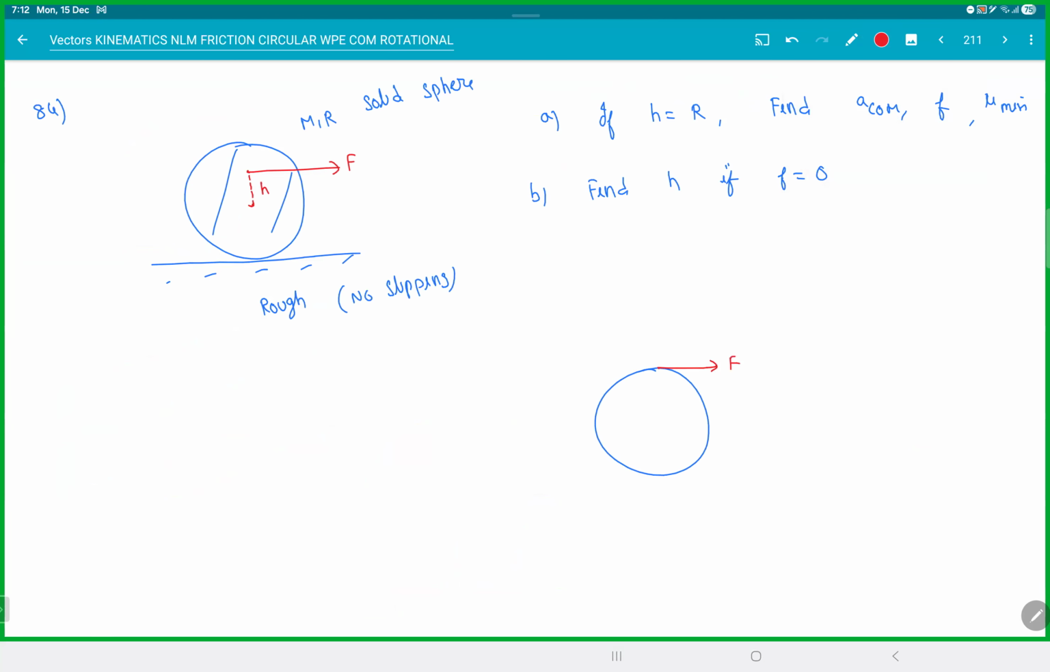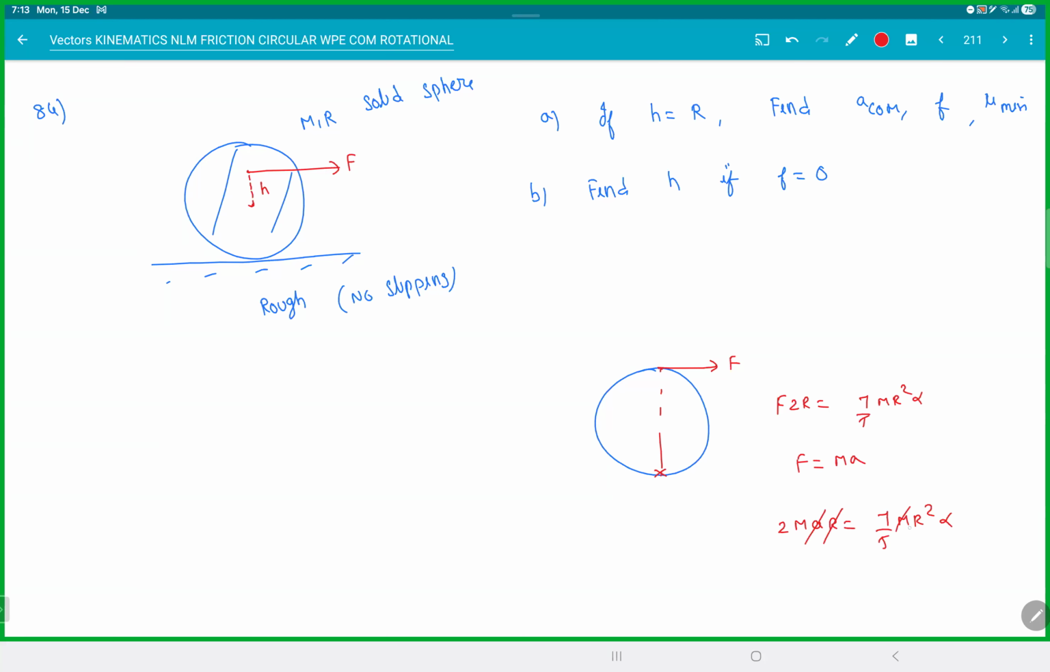This is F. So if F is zero, if you take torque about this point, you're directly getting it in one step actually. F into 2r is equal to 7 by 5 mr square alpha. F is equal to ma. Take that and substitute there. This will be 2 mar, 7 by 5 mr square alpha. Then a is equal to r alpha.